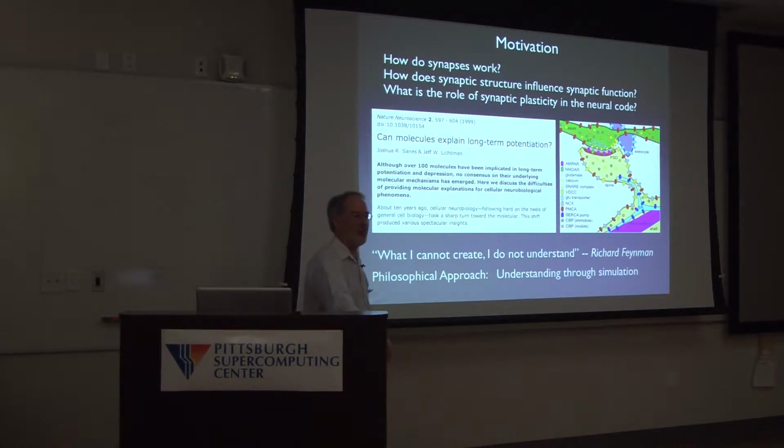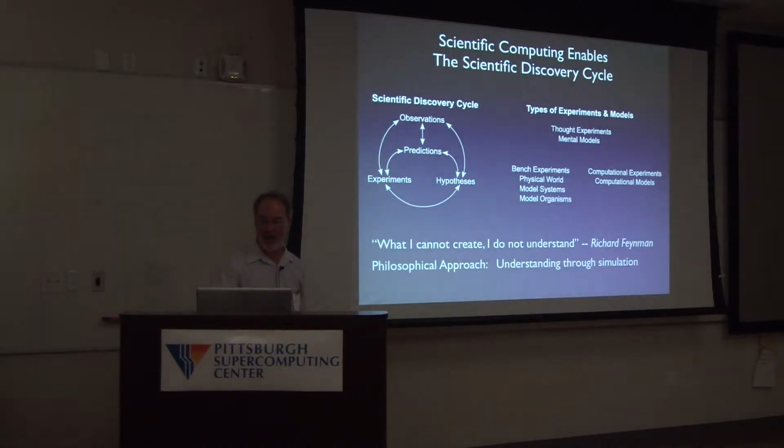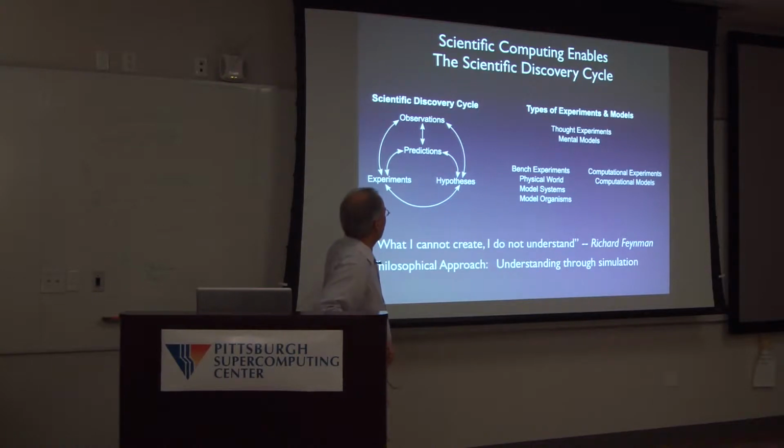And so our approach with using MCell and Cell Blender for modeling these things is we need to use computers as our allies in this process and achieve understanding through simulation. And another way to think about this is what I call the scientific discovery cycle that is enabled by scientific computing. When a system becomes so complicated that the normal cycle of making observations and thinking about the system and coming up with predictions and hypotheses that then lead to experiments, when the system is too complicated for this cycle to continue, then you're really stuck.